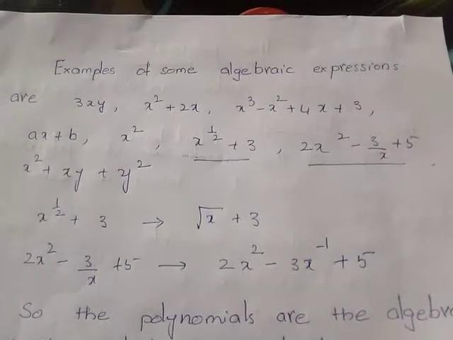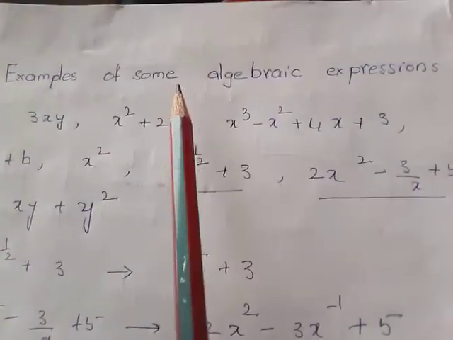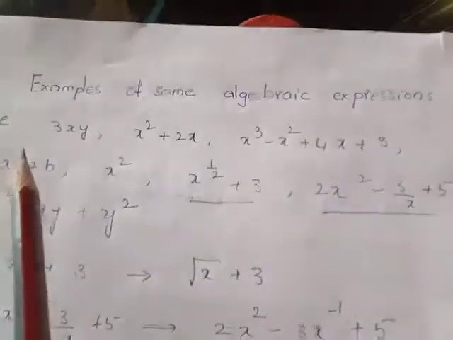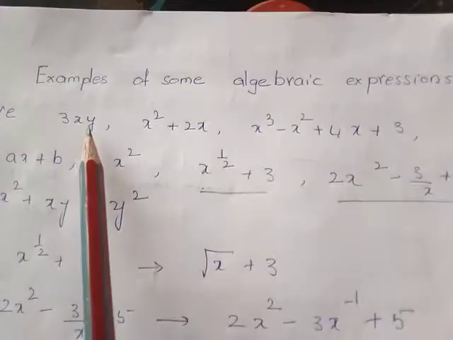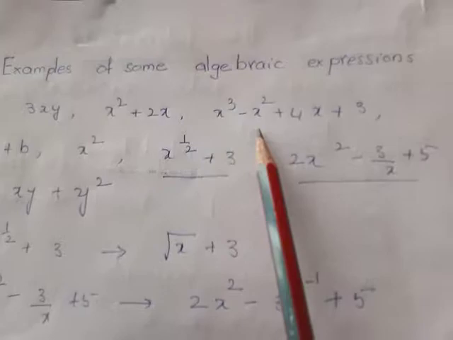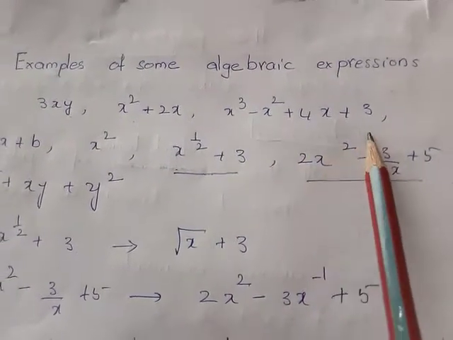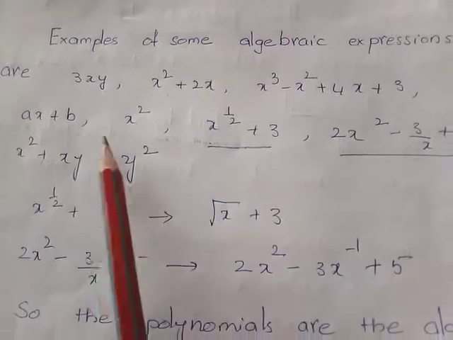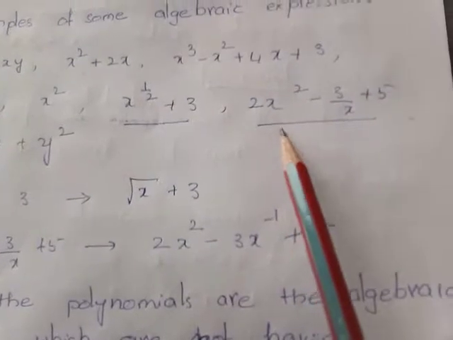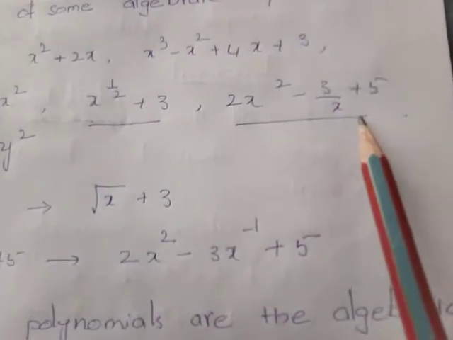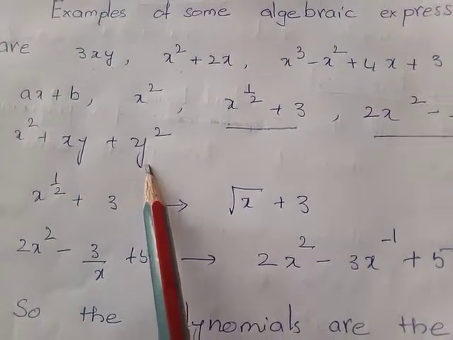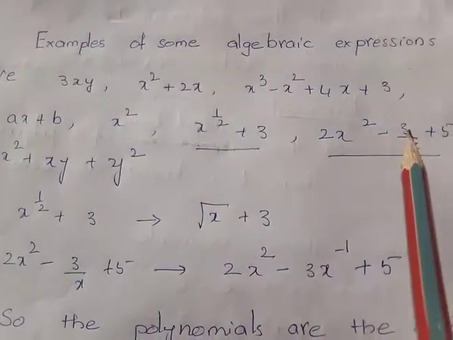Today I want to explain about polynomials. Examples of some algebraic expressions. Here I am taking some examples for algebraic expressions: 3xy, x square plus 2x, x cube minus x square plus 4x plus 3, ax plus b, x square, x power half plus 3, 2x square minus 3 by x plus 5, x square plus xy plus y square. These are the examples of algebraic expressions.